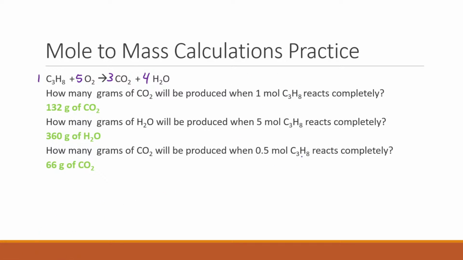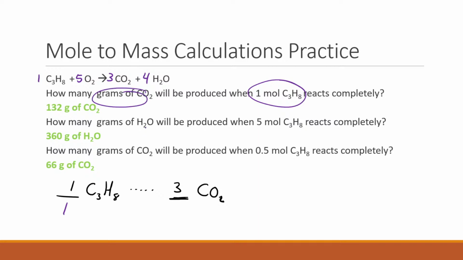Each one of these is going to look at C3H8, and so we're just going to pull the important stuff from the equation. C3H8, it's always going to be a 1 there. And then we're looking at a different thing each time. For the first one, we're looking at grams of CO2. Based on the question, 1 mole of C3H8, how many grams of CO2? So we're going to plug our numbers into our little mole ratio here.